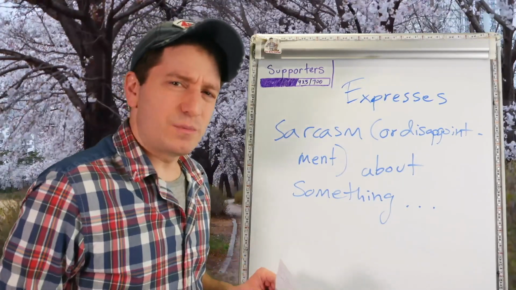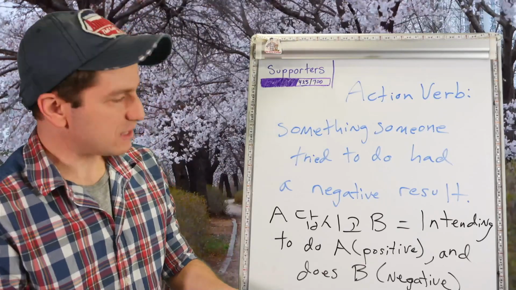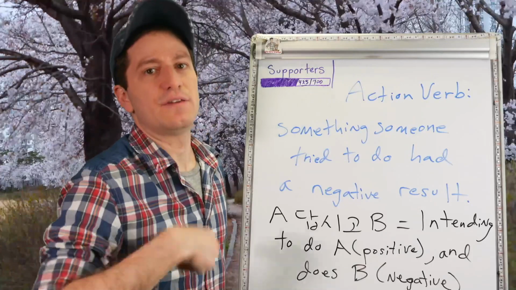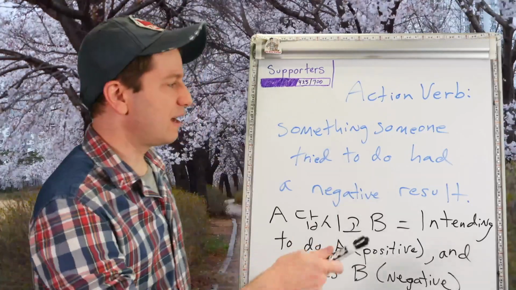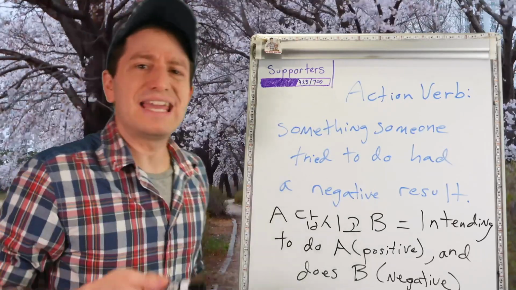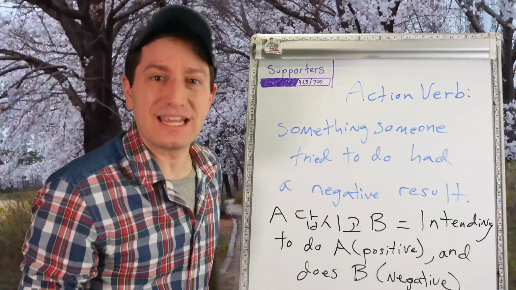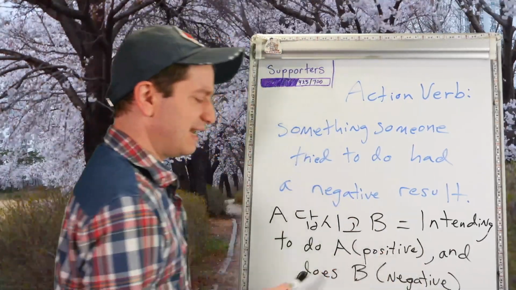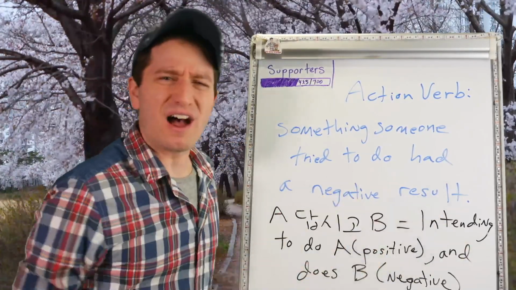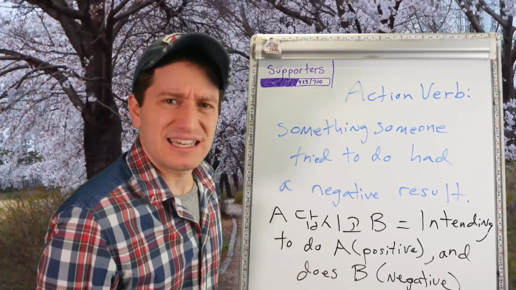The way you translate it will be a little bit different whether you're using action verbs or descriptive verbs. When you're using it with an action verb, so 한답시고, if you're using 하다, to do, this is saying that something that someone tried to do had a negative result. So you're trying to do something, but it had a disappointing result. Whoever is doing it is intending to do A, and A is something positive. So you're trying to do A, but you actually do B, and that's negative.